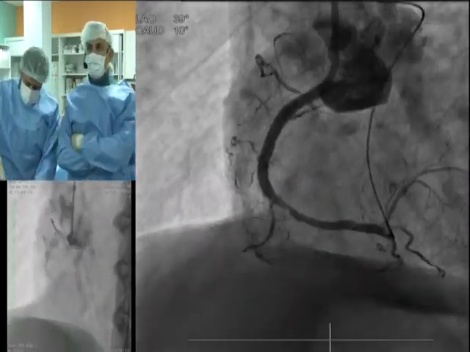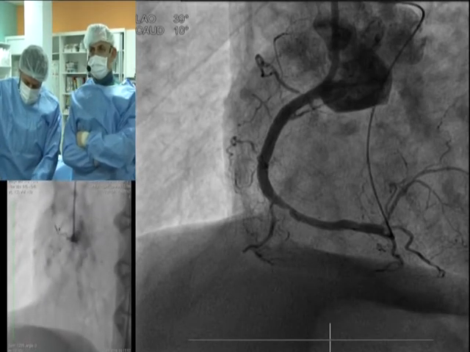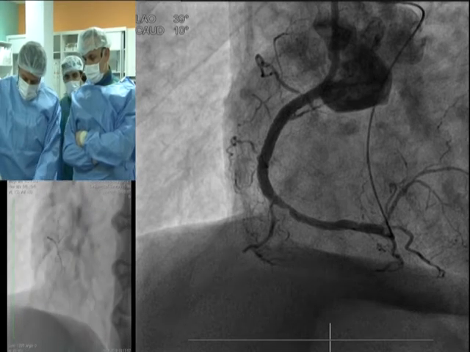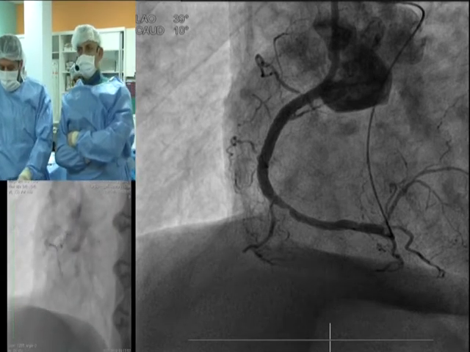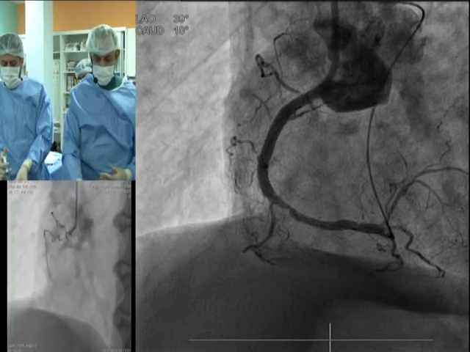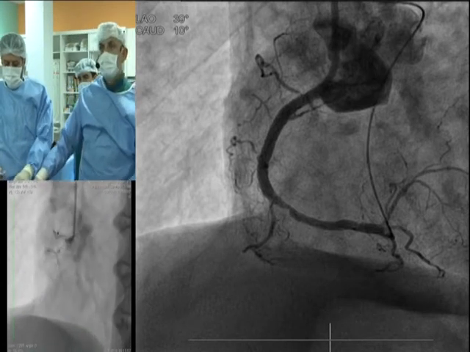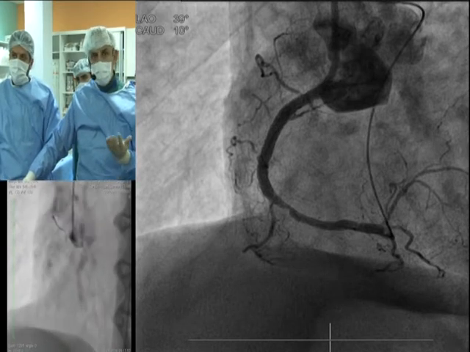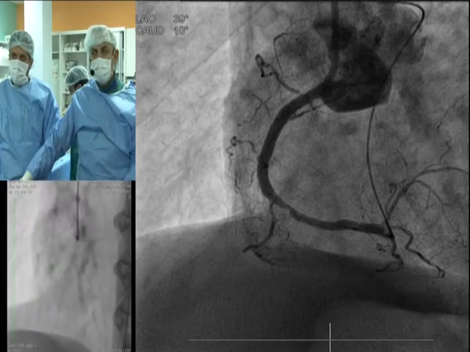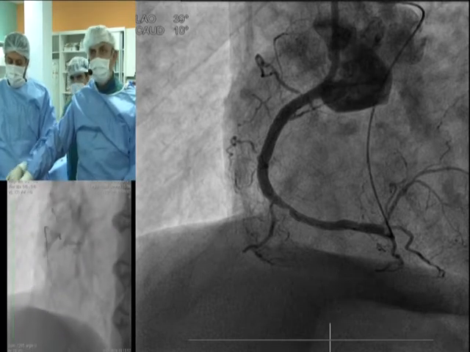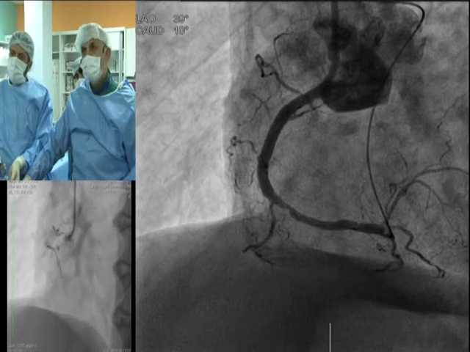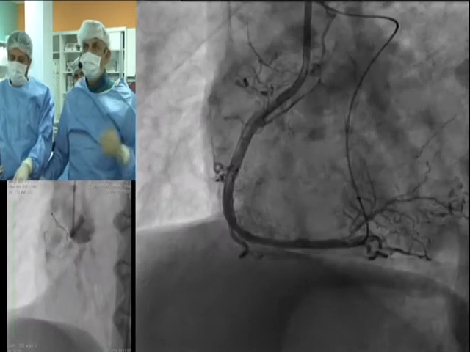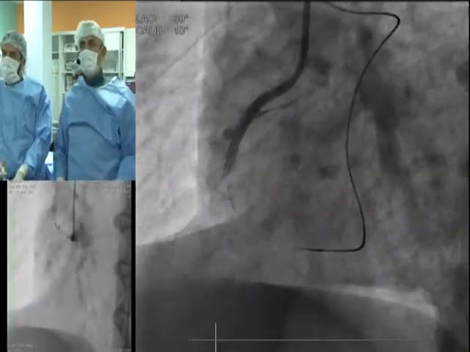Okay. I didn't see much in the IVUS actually. So as you see, we have some narrowing, but we didn't see that in the IVUS. I believe that is a spasm. So I gave some nitro, and we will check that again. You see, it's spasm. So I don't want to put anything here.